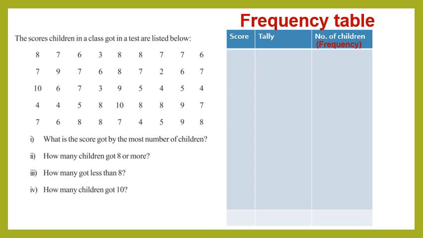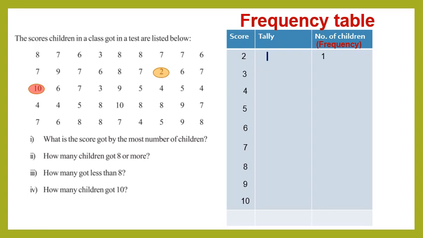Then find the highest and lowest score from the given data. Yes, here you can see the highest score is 10 and the lowest score is 2. Then write the numbers from 2 to 10 in the first column. We must note how many times each score occurs. Check how many times score 2 is repeated. Yes, only one time. So give one tally mark here and write 1 in the next column.